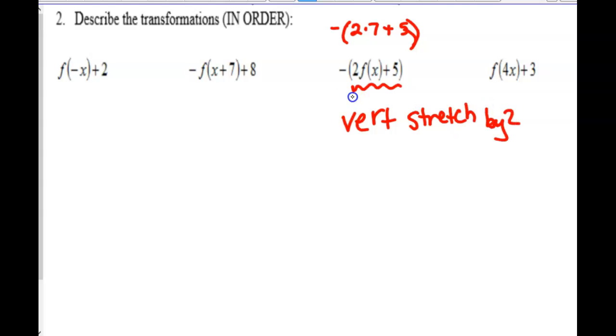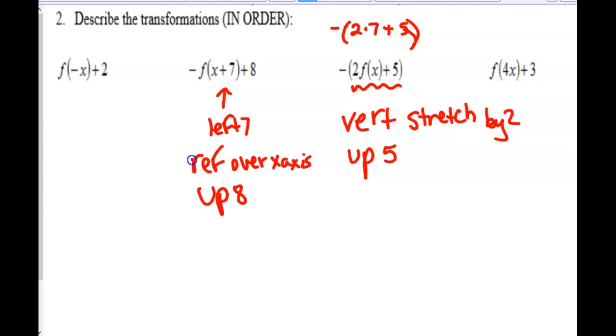Okay, then what? Nope. It's not inside the parenthesis of the function, so it's up 5. This one is over, or this is left. Okay? Then it's reflect over x. And then up 8 for that one. All right, this one is up 5, and the last thing is the outside, and what is a negative on the whole thing on the outside, not inside? Yeah, reflect over x.